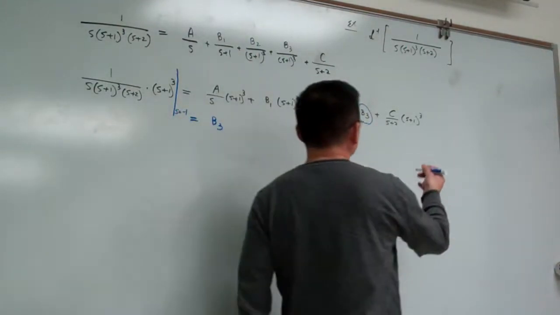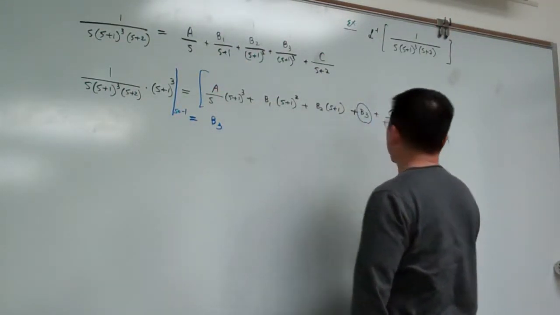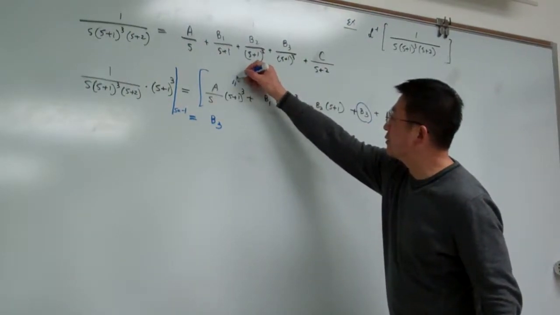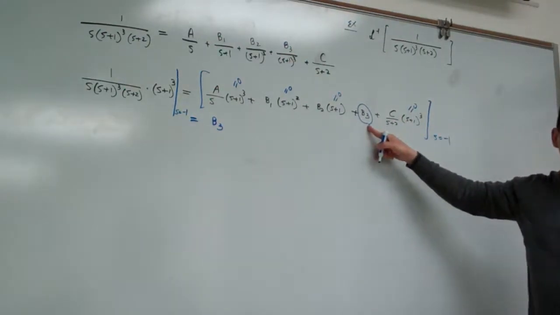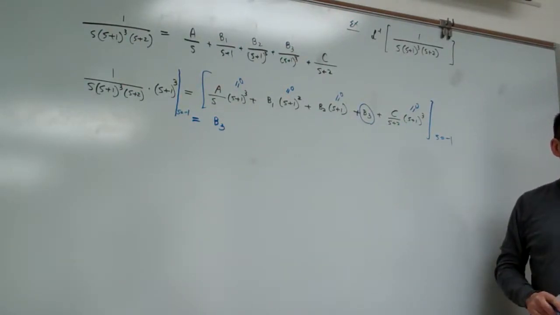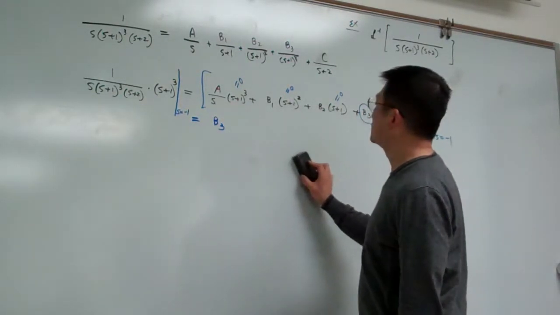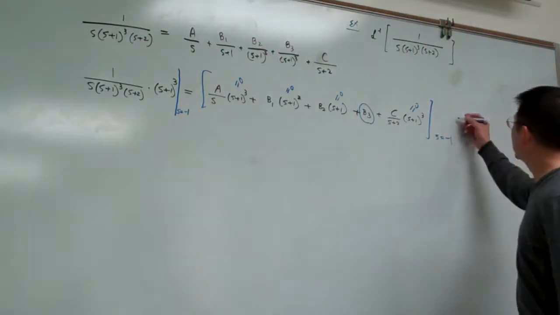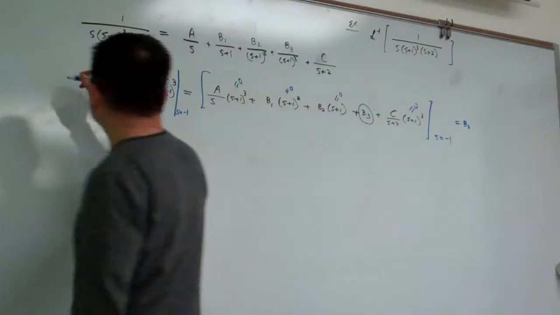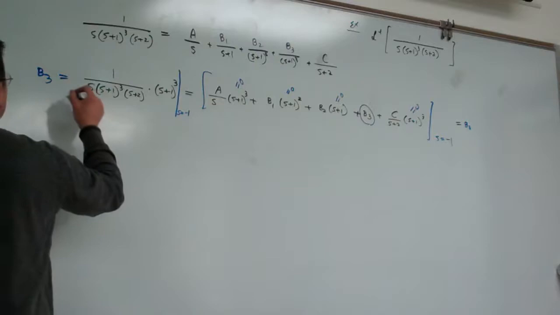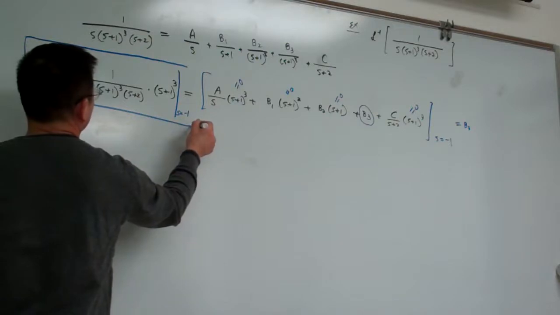When we set up this equation here, we set s equal to -1, then basically this term becomes 0. This term becomes 0, this term 0, this term 0. So B3 appears. Okay? Let me remove the B3 term here. So this is B3. Let me box it.